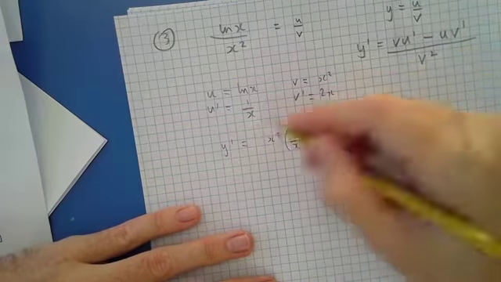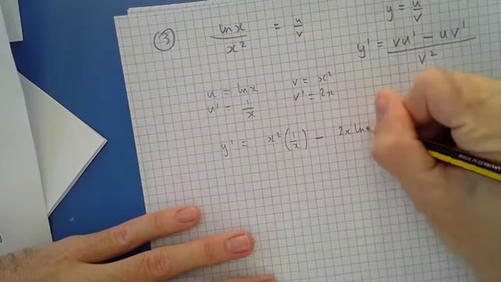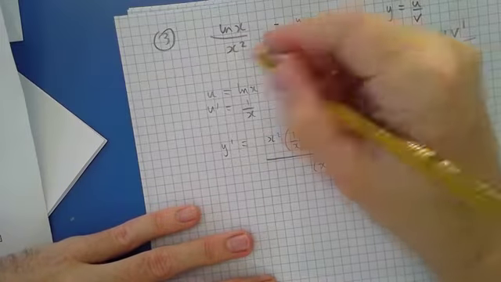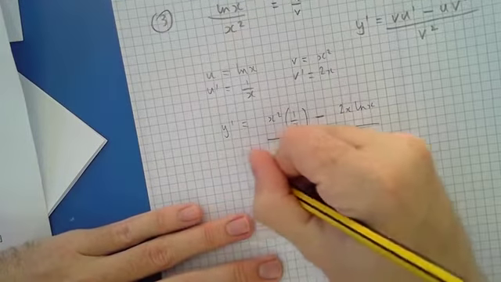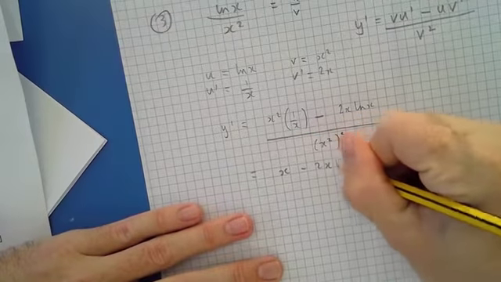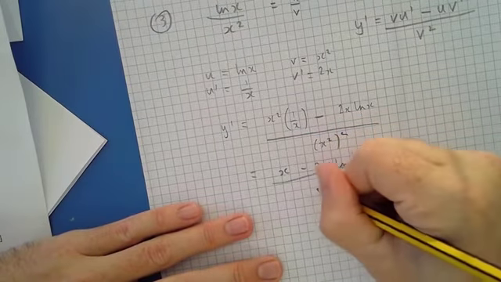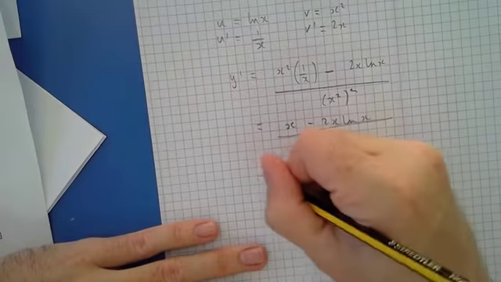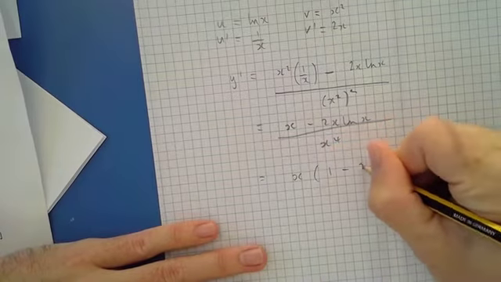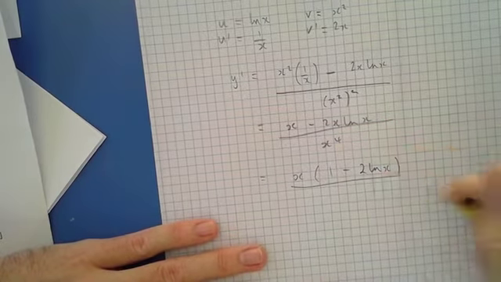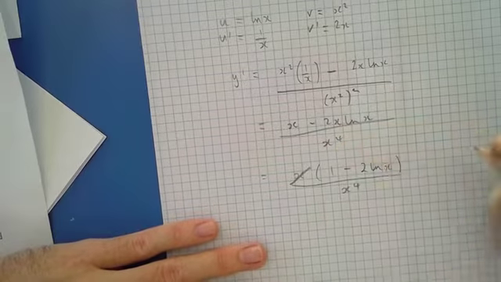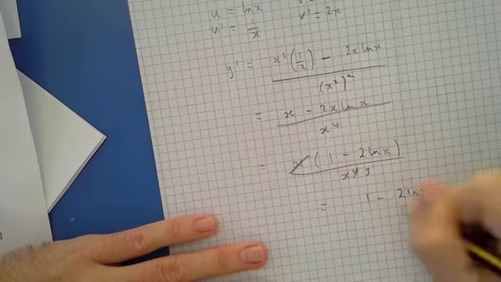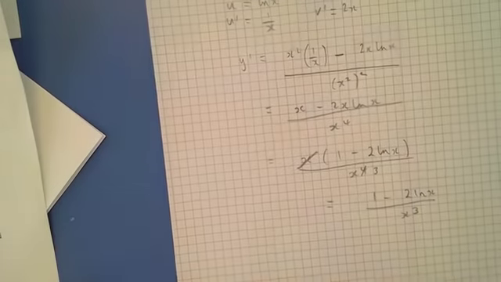And then u v dash is the other way around, so it's going to be 2x ln x all over the original v, that is x squared, squared. So that is going to become x minus 2x ln x, and then all over x to the power of 4. Not simplified because there's an x there and an x there, so let's pull that out, so we get x times 1 minus 2 ln x, all over x to the power of 4. Then that x there will cancel a power there, so it'll give me a final answer of 1 minus 2 ln x over x cubed.